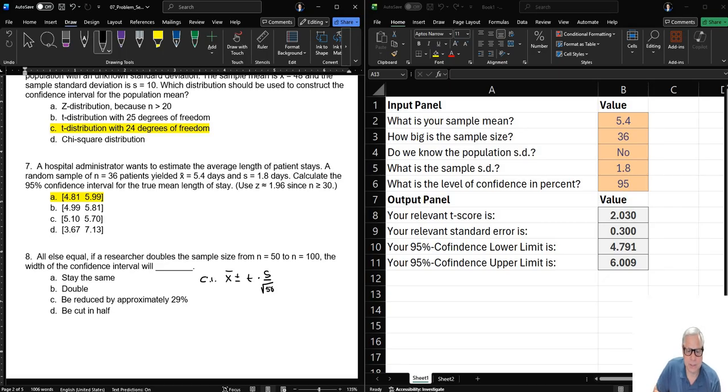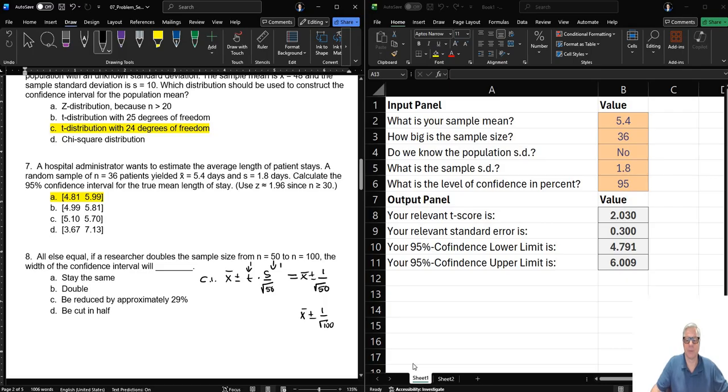So let's keep it actually simple and let's use a trick. Let's assume t is 1. And let's assume the sample standard deviation is 1. So then we get x bar plus minus 1 over the square root of 50. And of course, if the sample size is 100, then we get a confidence interval which is x bar plus minus 1 over the square root of 100.